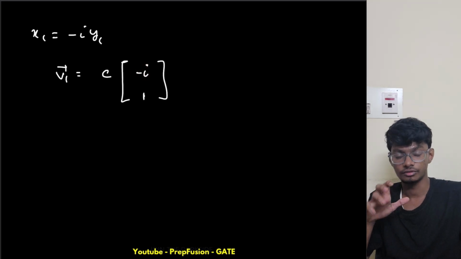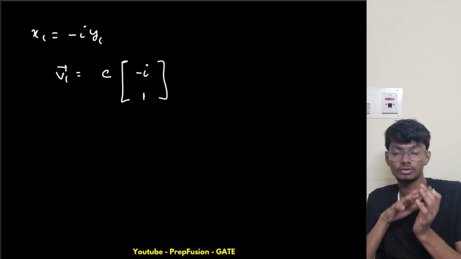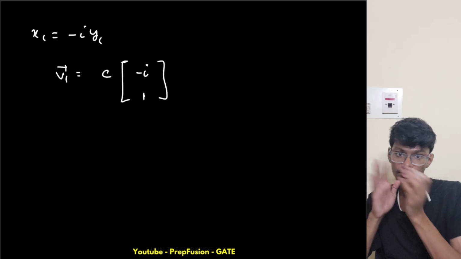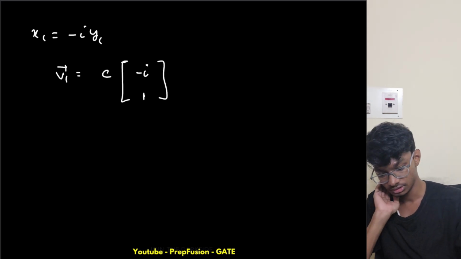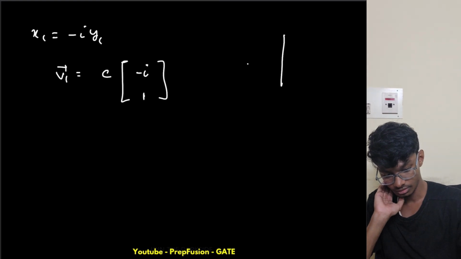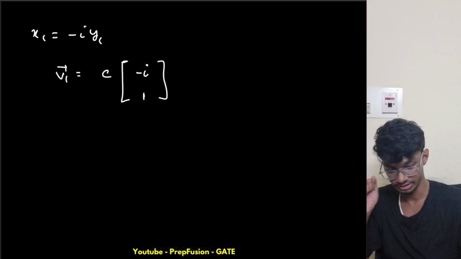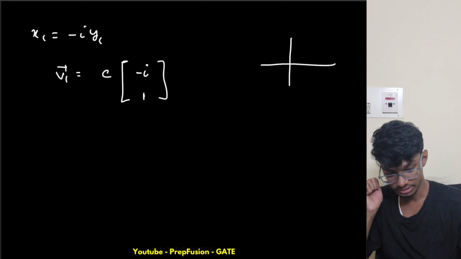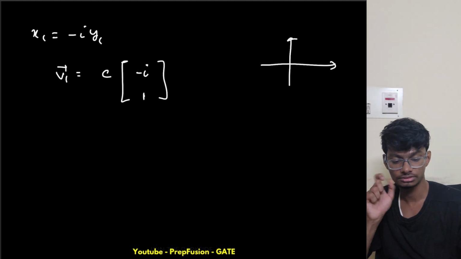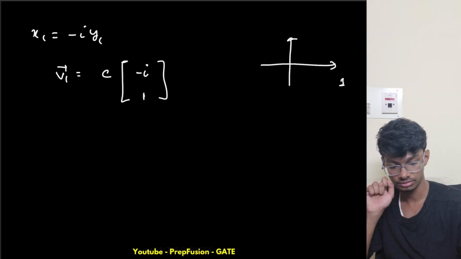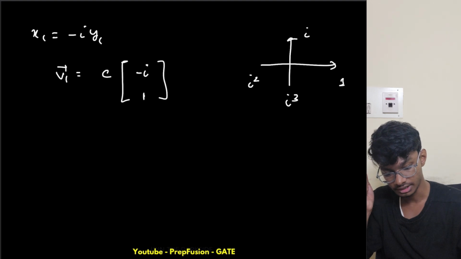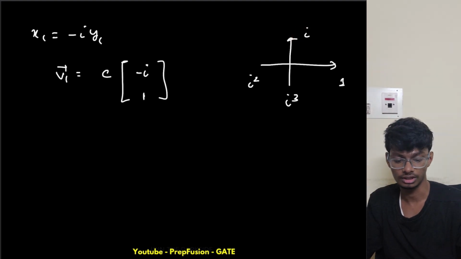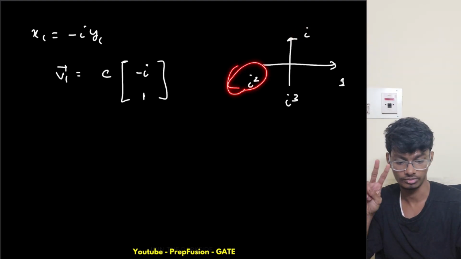So what does this i mean in physical terms? It actually rotates the value by 90 degrees. It makes it orthogonal. Intuitively, how can you understand this? Let's say I have the i plane. This is 1, this is i, this is i square, and this is i cube. I hope you know this. This is i only. If I do i square, I come to minus 1.